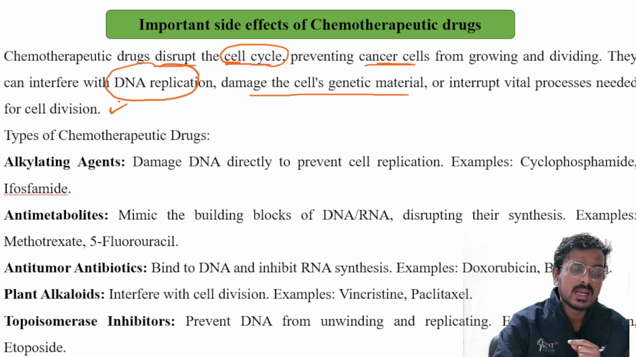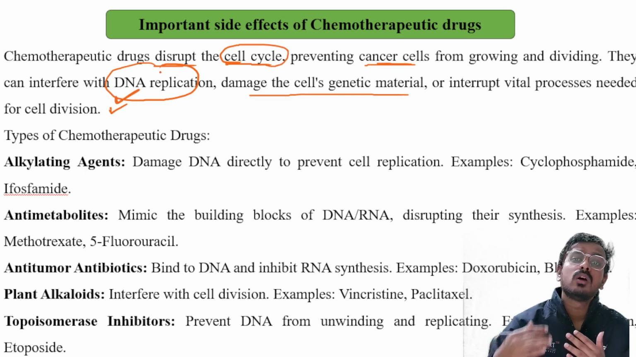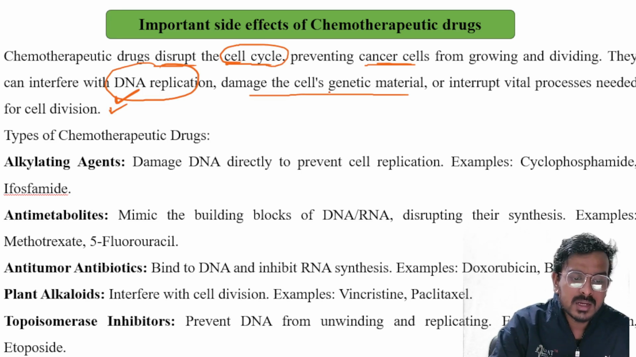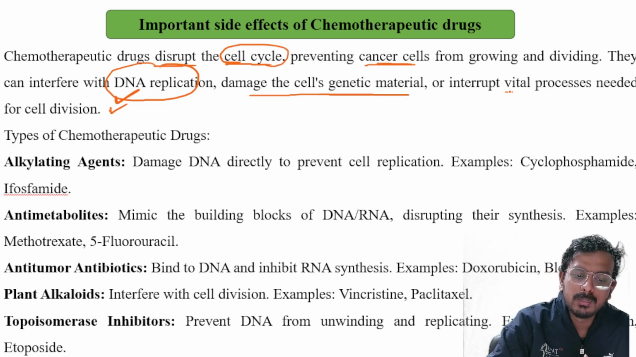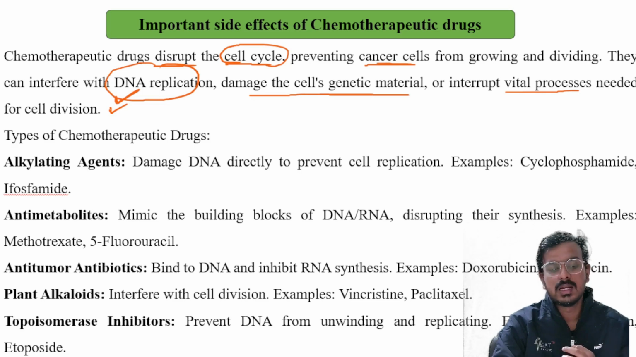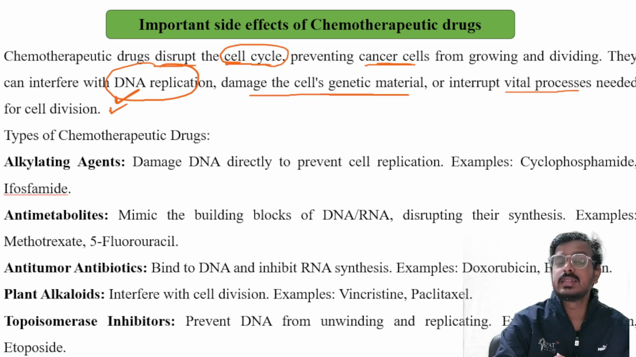First, they can interfere with DNA replication. DNA replication is a process in which multiple copies of DNA are formed from one single copy. Second, they damage the cell's genetic material. They can damage the DNA of a particular cell, or they can interrupt the vital processes needed for cell division. Basically, they arrest the cell cycle.